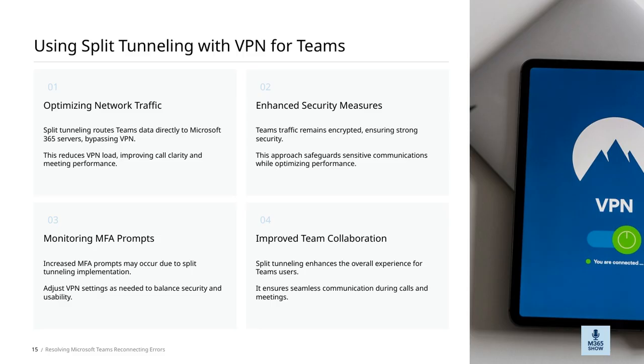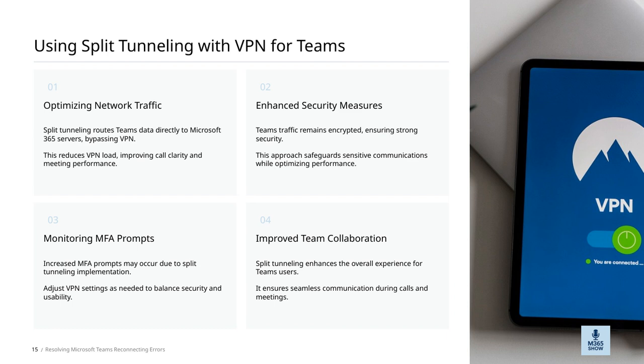However, it's important to note that implementing split tunneling may lead to an increase in MFA prompts. This is something to keep in mind, as it can impact user experience. The key here is to adjust your VPN settings as needed to strike the right balance between security and usability. On the security front, rest assured that Teams traffic stays encrypted, which means your sensitive communications are protected. This approach allows us to optimize performance without compromising security.